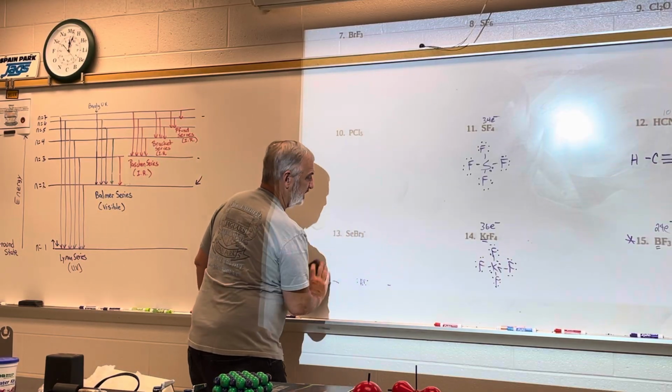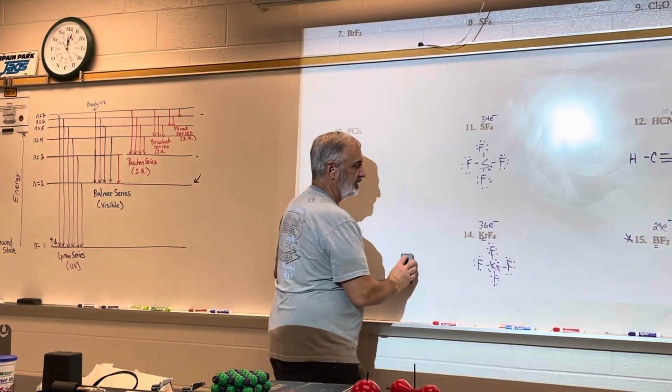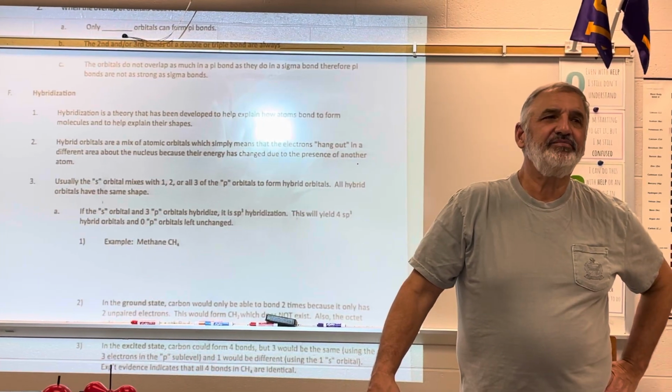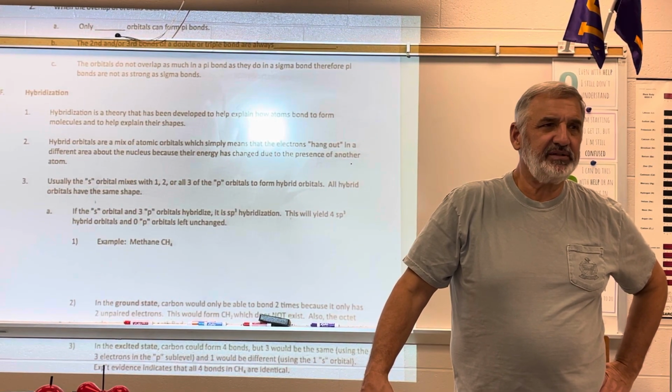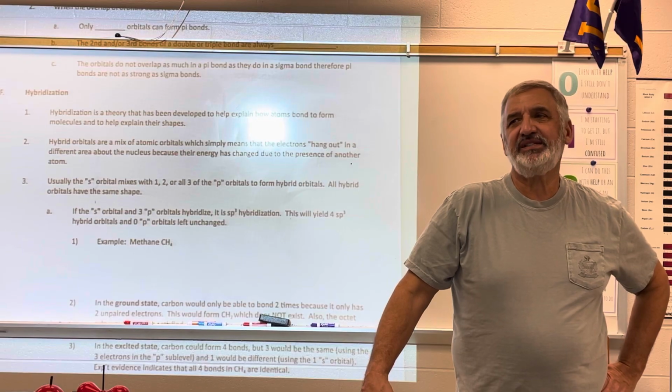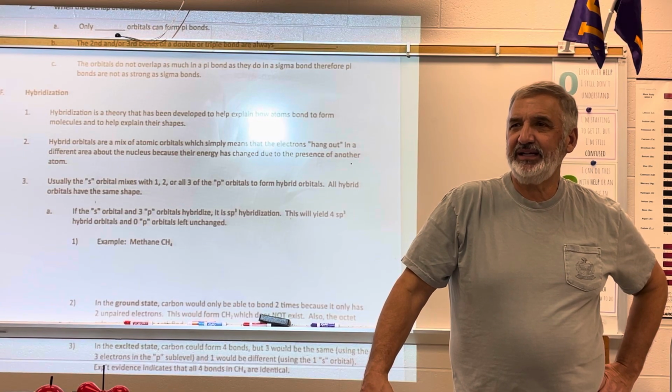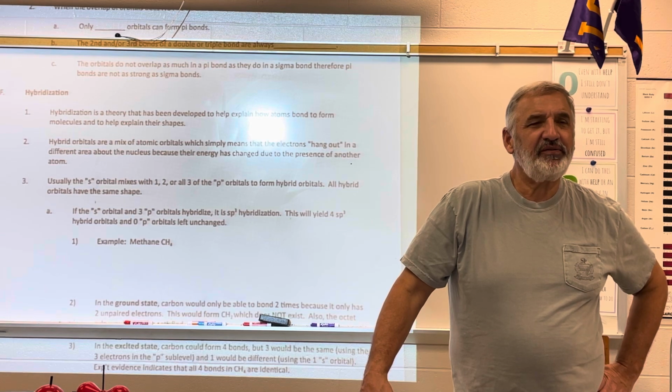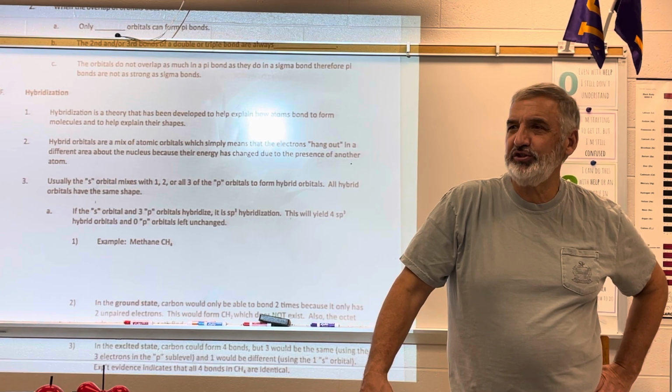All right, hit pause on the camera. Right back. All right, so how do we get these shapes? Just when you thought it was safe to get back into the electron waters, we figured 1s2, 2s2, 2p6.